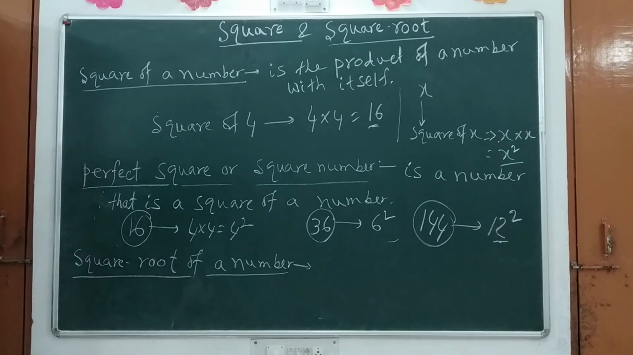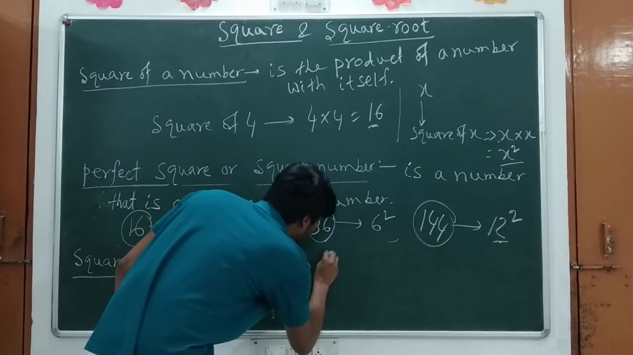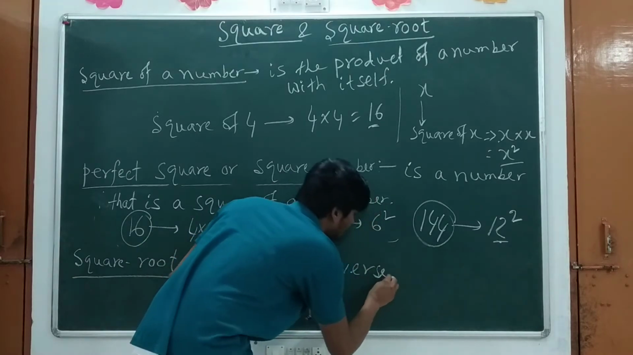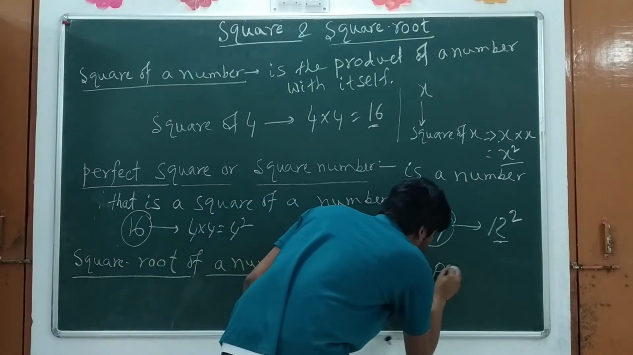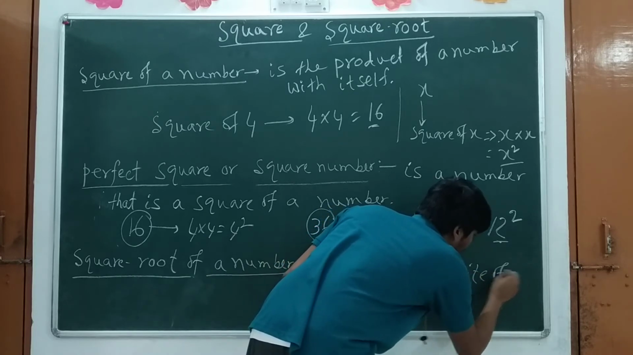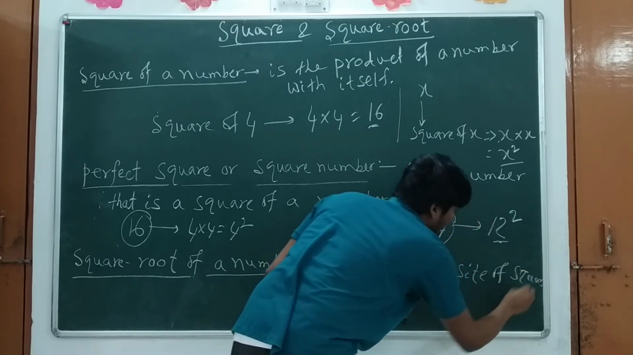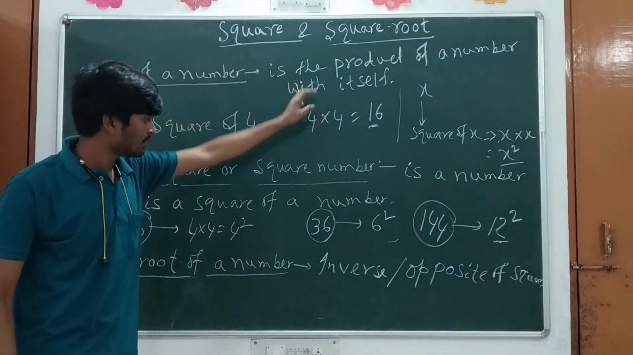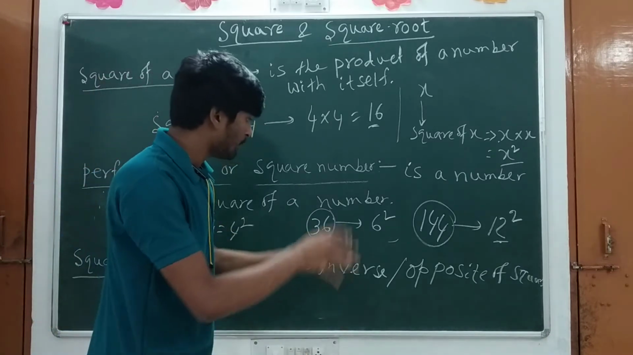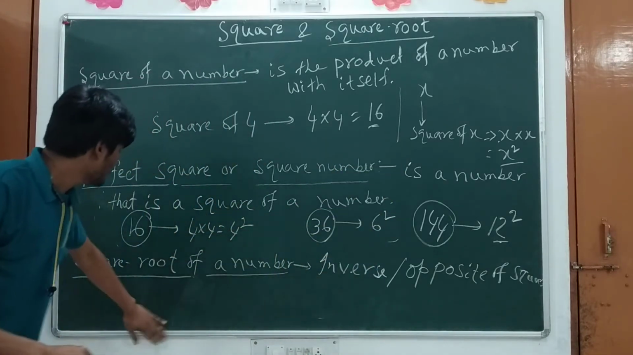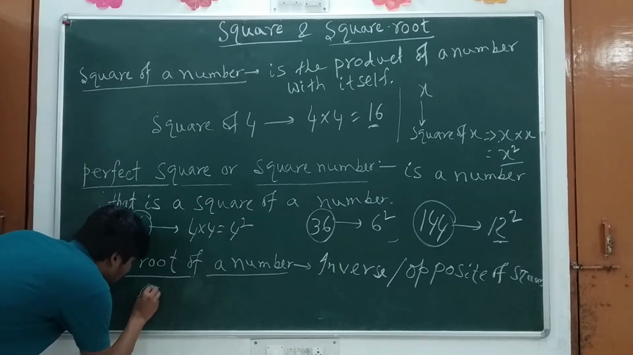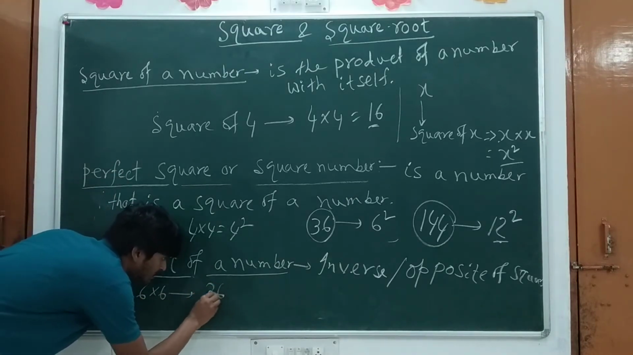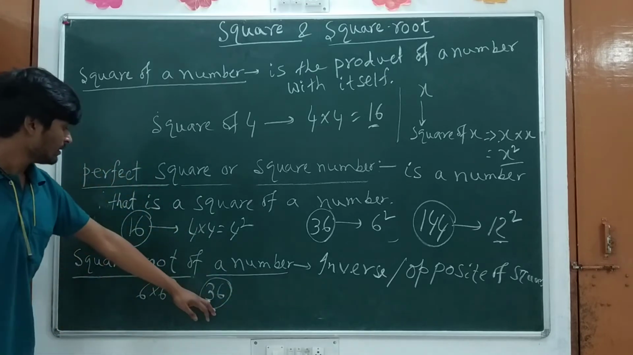Now next is the square root of a number. Square root of a number is the reverse or inverse, the opposite, of square of a number. That is, after squaring we get a product, and for square root, the product is given and you have to find the base number. Now what is 6 into 6? We are squaring 6, that means we are getting 36. Now how do we get 6?